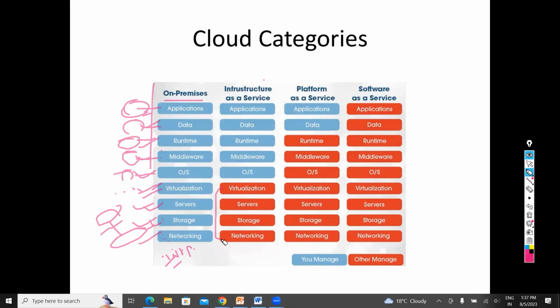They will provide you that virtualization environment. You have to deploy your own OS and your application, handle whatever configuration changes you need, and decide how that application will integrate with your databases. Then you have to manage the data and the application. So these blue parts your organization needs to manage, and this red part the cloud service provider will manage.